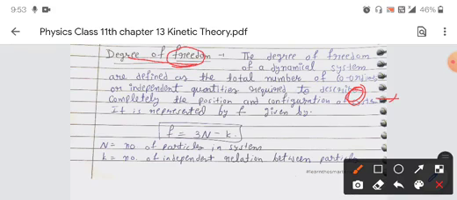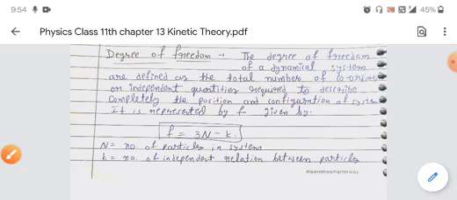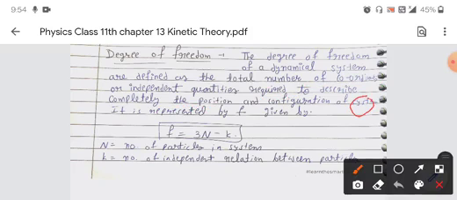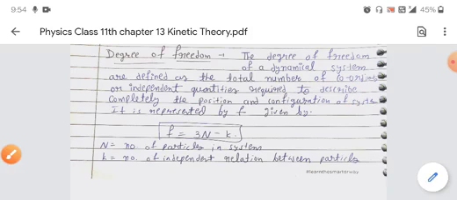That means how much freedom is given to the molecule, in which directions it can move, and in how many ways it can move. That is the degree of freedom, and that is calculated by the total number of coordinates required to describe the position and configuration of the system. That means how much freedom is given to a molecule for its motion, in normal language.